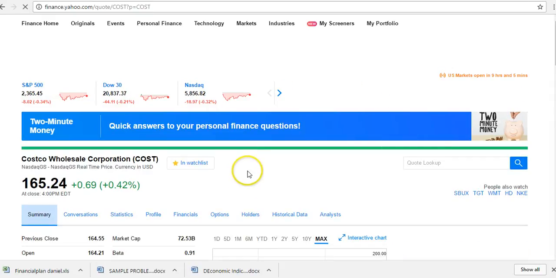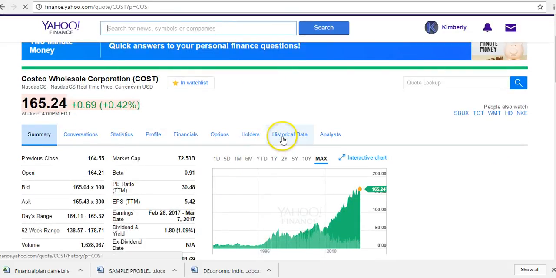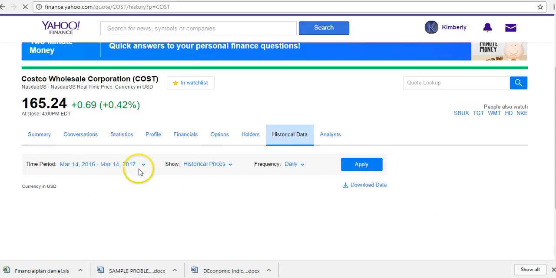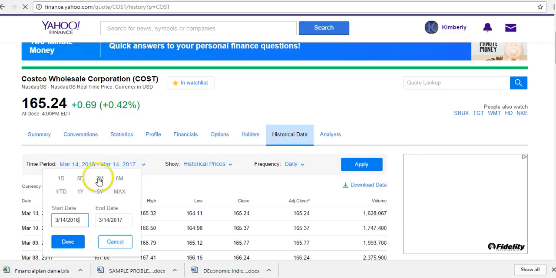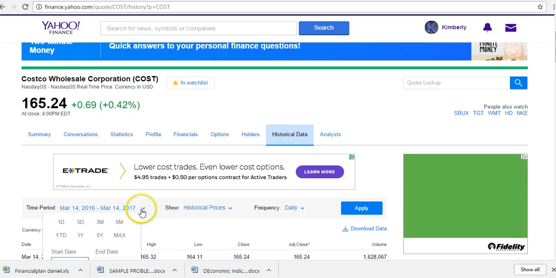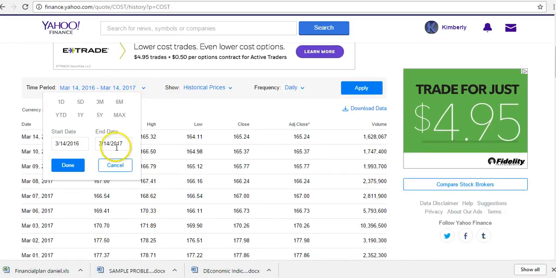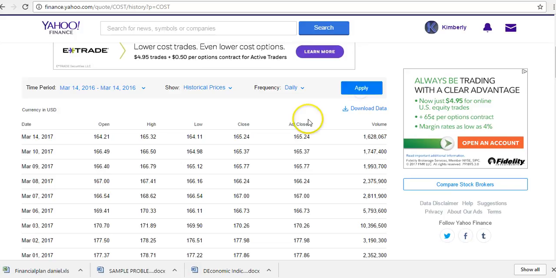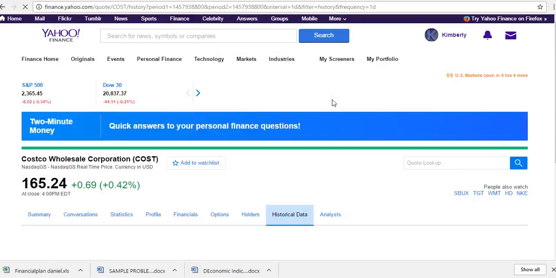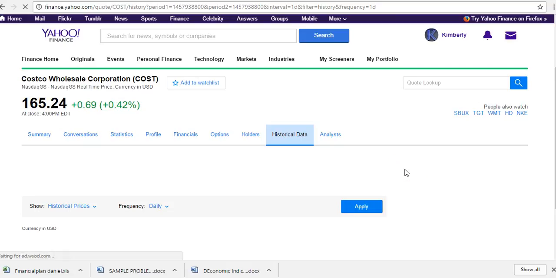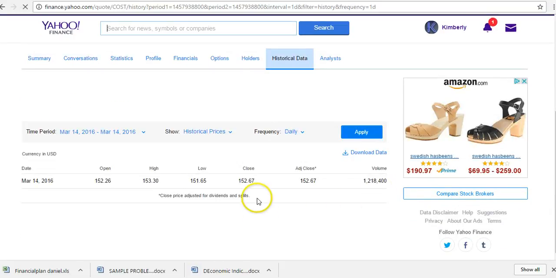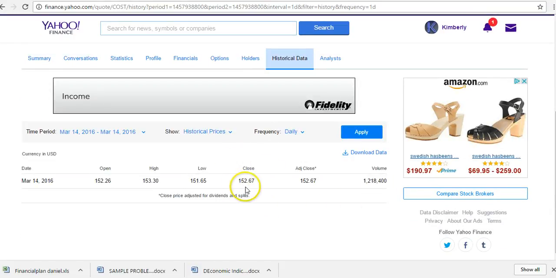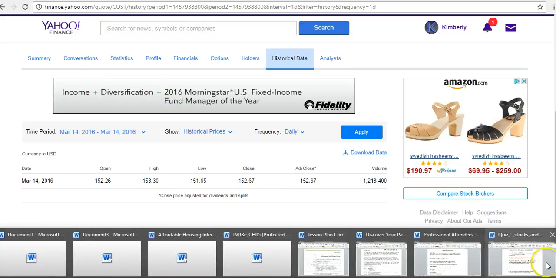Here we have Costco. Now, to find the price 1 year ago, we have to go to historical data. We're going to look at the price. I mean, you could scroll down and go through it. For me personally, I'm just going to go in here and I'm going to look at the ending date. I'm just going to change this to a 6, go to done, and click apply. And it's going to give me the closing price of Costco 1 year ago, which was $152.67. So I'm going to take that back to my problem here.